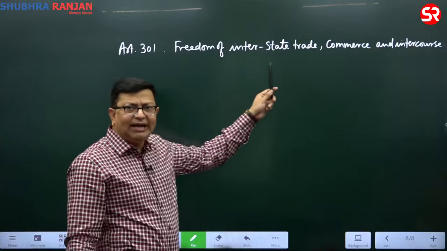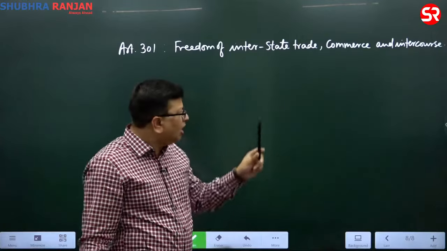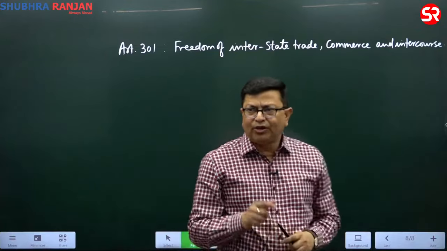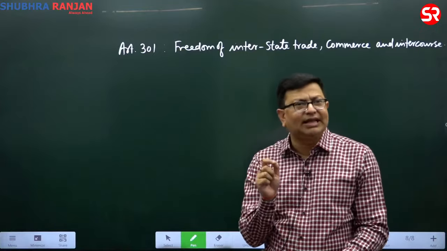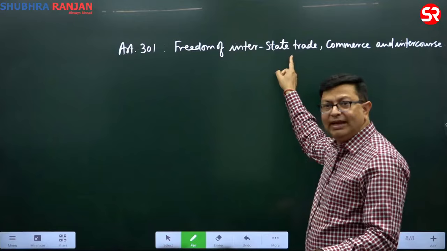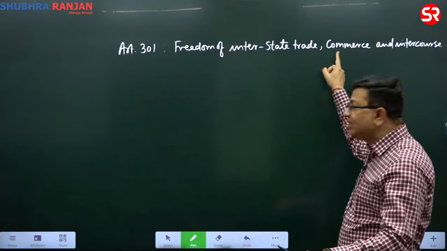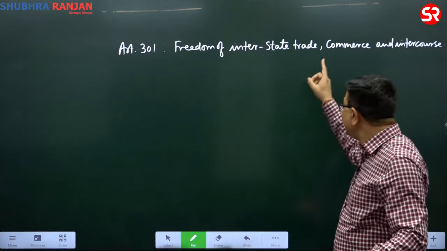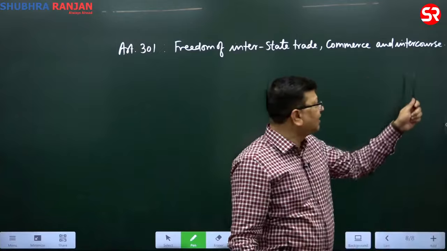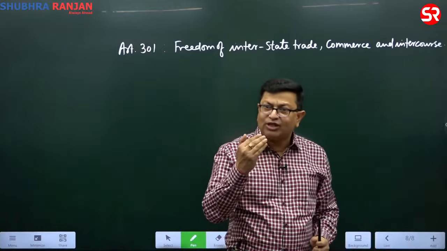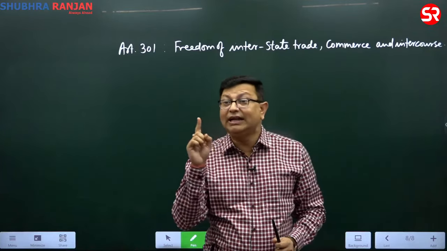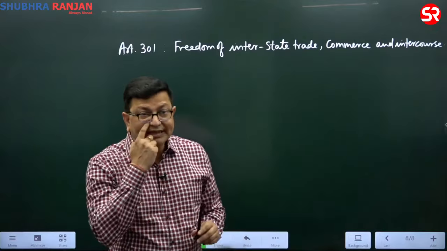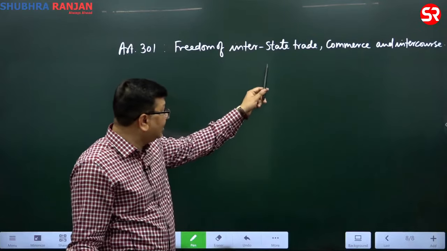Trade means buying and selling of goods. Commerce also means the same thing, buying and selling of goods. But the difference between trade and commerce is that in trade, profit making is more important and in commerce, transaction is more important. They say commercial activities have started. So transaction is more important. Then intercourse means going from one place to another place for cultural interaction. Samagam, we say, for cultural interaction. So this aspect, that is freedom of interstate trade, commerce and intercourse.